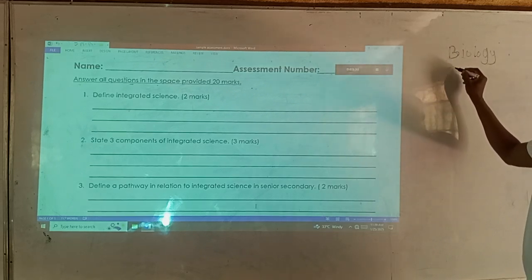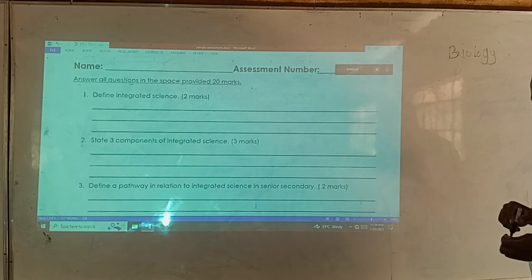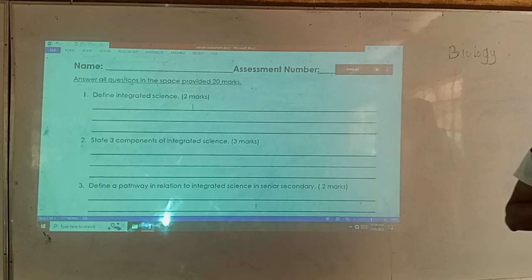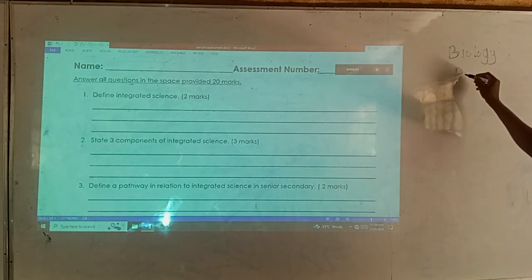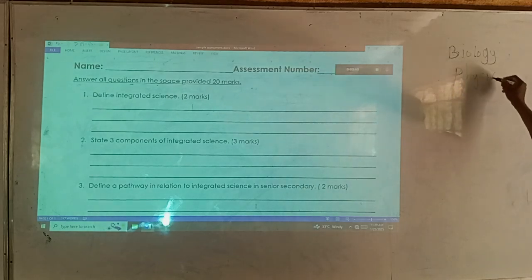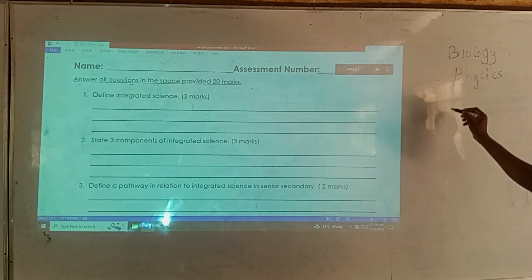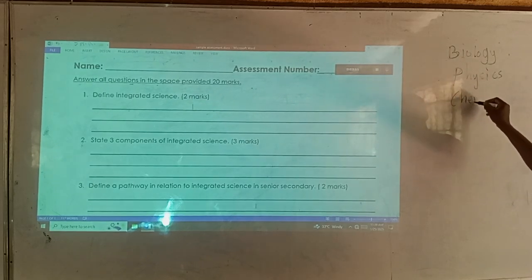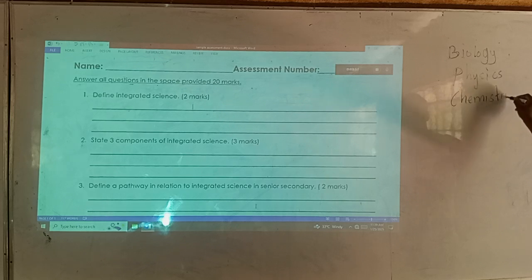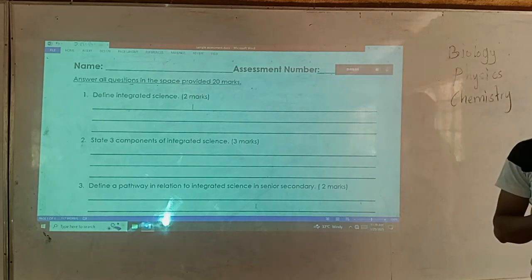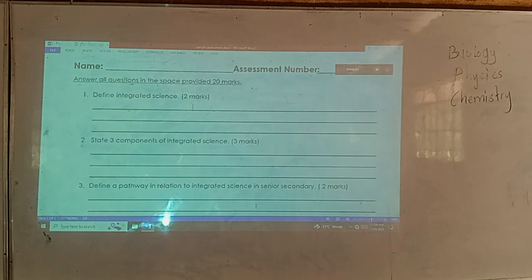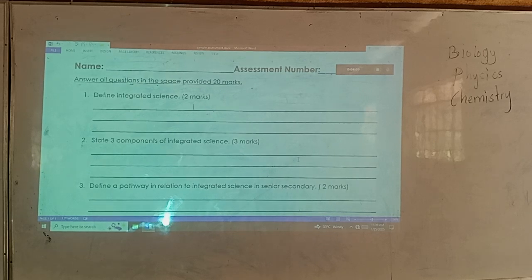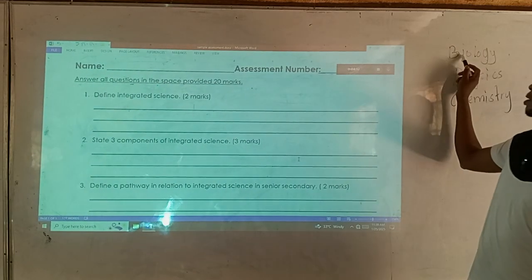Then the second one is physics. So we have physics. Then the last one is chemistry. You need to know the correct spelling of each word. Now, if you are told to state, it is also very important that you just give a brief explanation.